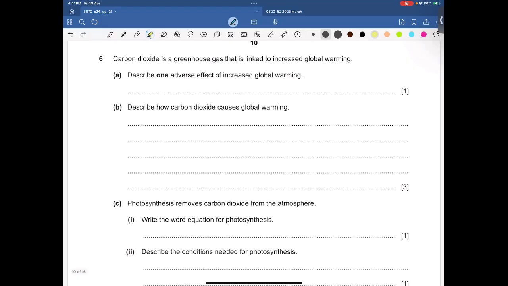Next question. Carbon dioxide is a greenhouse gas that is linked to the increase in global warming. Describe one adverse effect of increasing global warming. It changes climate, or increases the temperature of the Earth's surface.